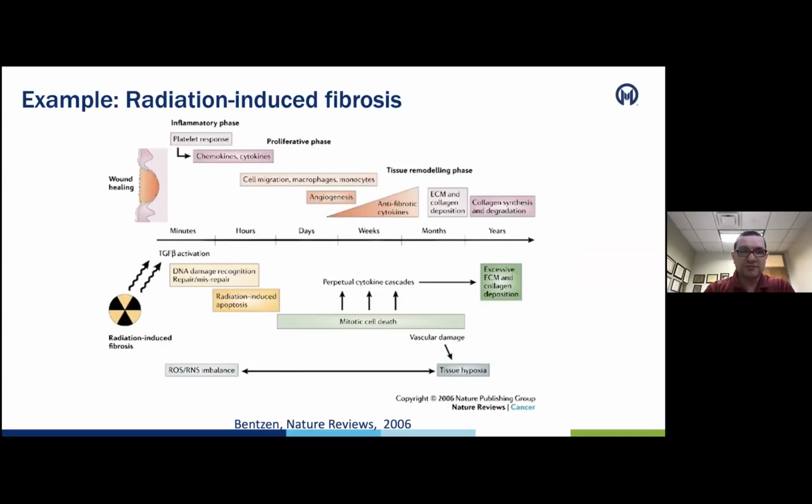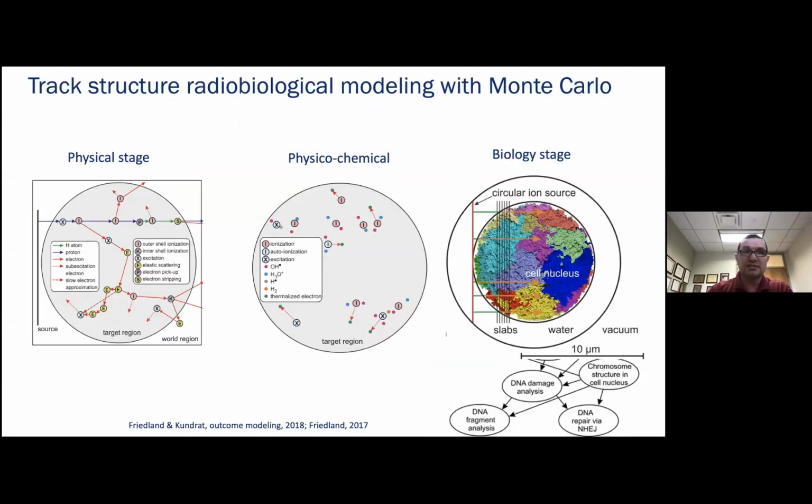Now, this is an example from Dr. Benson showing how this works out in terms of radiation-induced fibrosis. After the radiation interaction, there is some activation of molecules such as TGF-beta, and there's the injury and the injury repair, which takes time, days, and can take years. So to recap, in order to be able to do this kind of bottom-up type approach, we use Monte Carlo techniques given the complexity of these approaches.